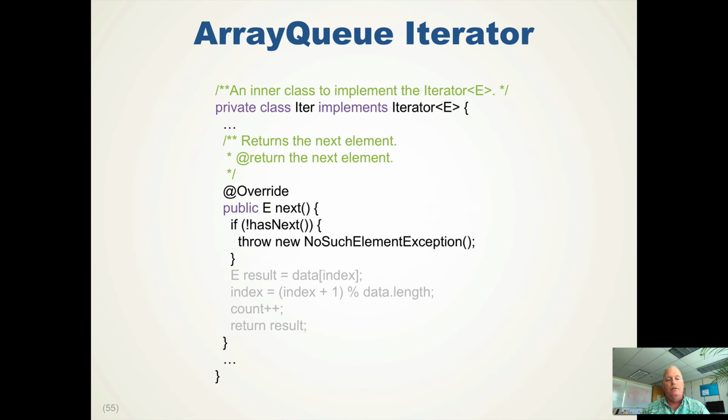And now next just says, as long as it has a next, we proceed. If there is no next, we throw a NoSuchElementException, because iterators throw the exception if there is no next and you call next. Again, we remember the data at where we were. We need to update where we are to the next one, and that's the +1 mod the length of the array. We increment our count saying we've returned something, and then we return the item that was next. And that's our iterator.